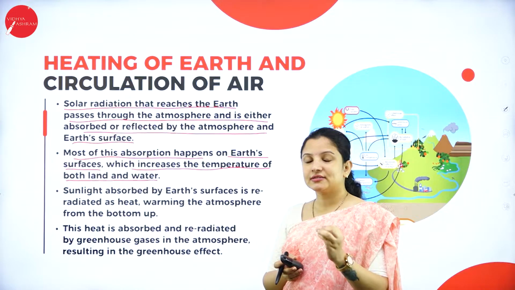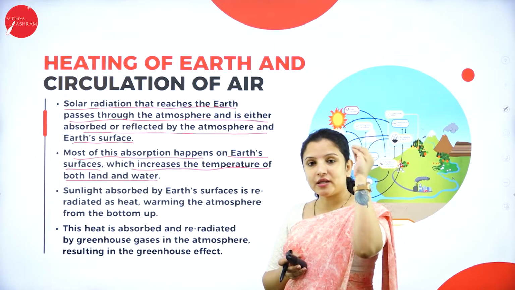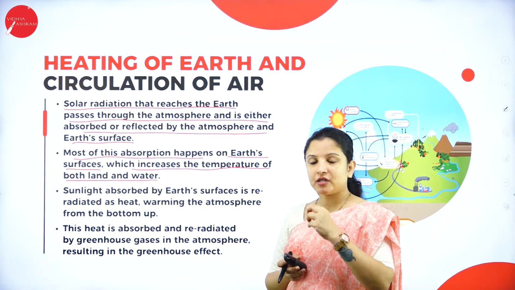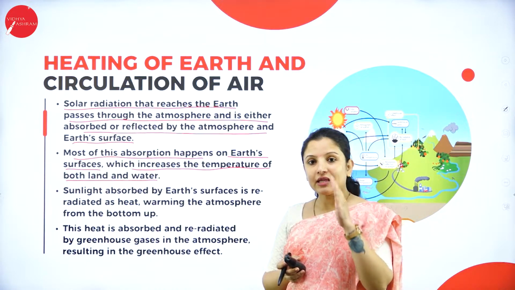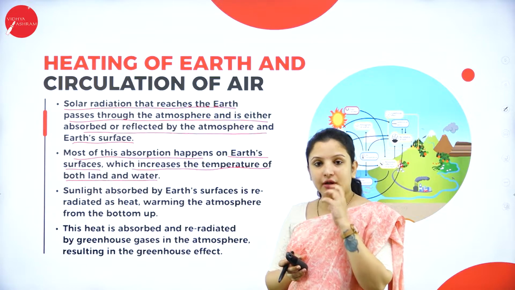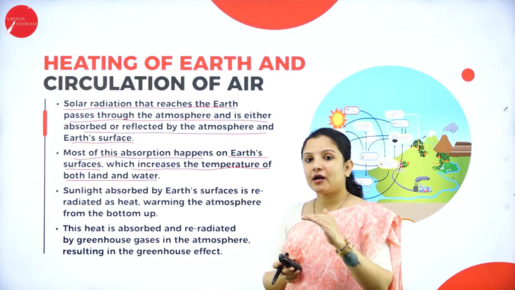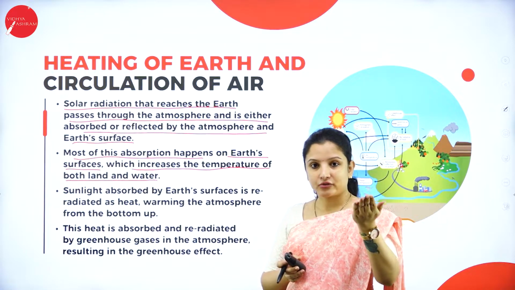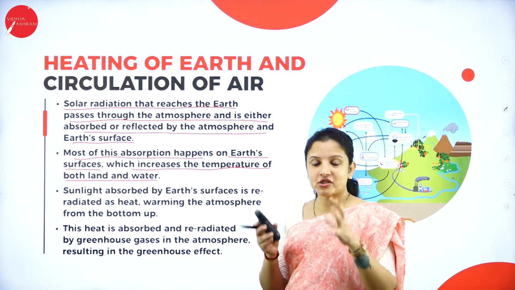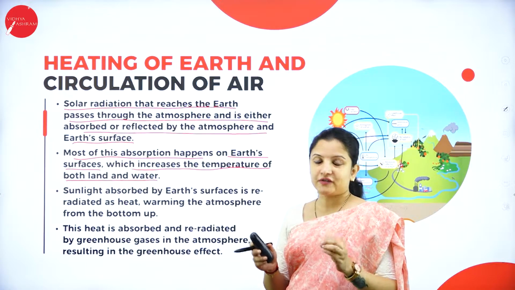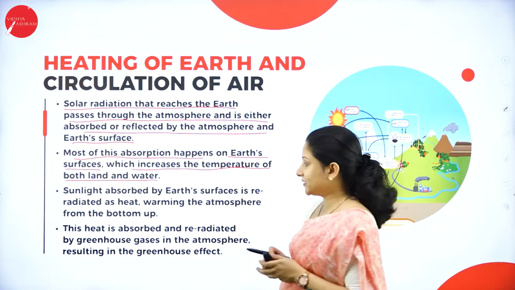So what did we understand? The sun's rays will enter into the earth's atmosphere. It will have a lot of heat energy in it, right? In that, some part of the heat is absorbed by the earth and some part of the heat is reflected back to the atmosphere. That heat that is absorbed by the earth actually increases the temperature of the land and the water that is present in the earth.